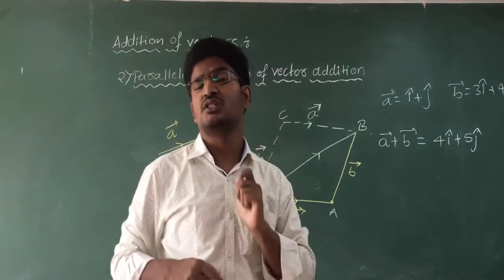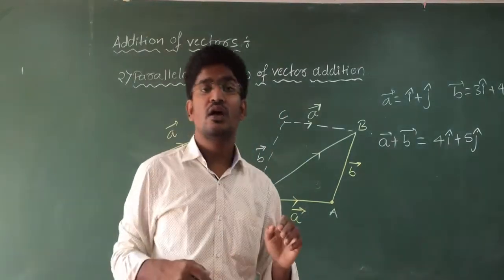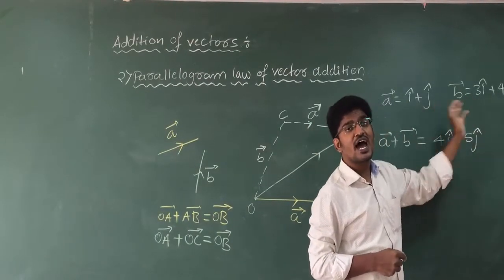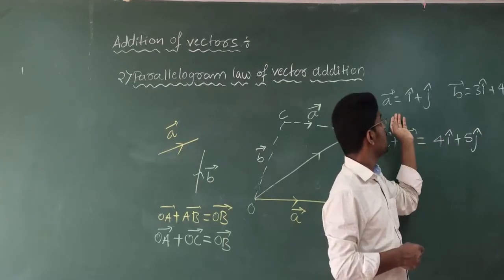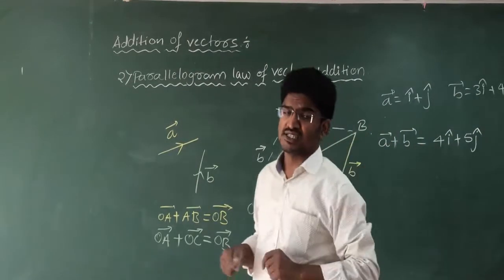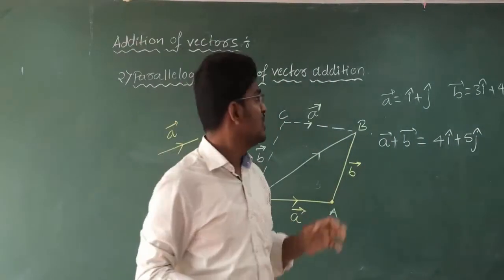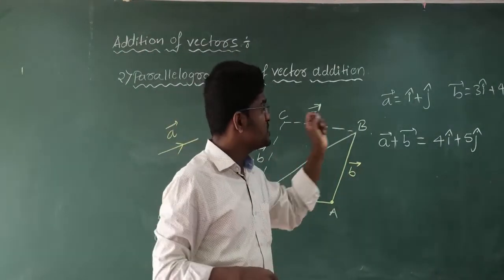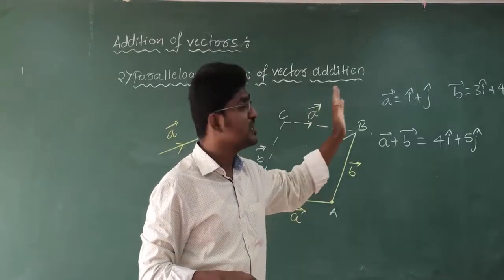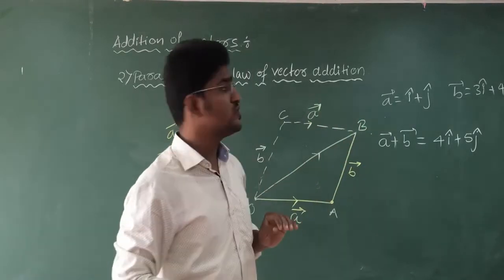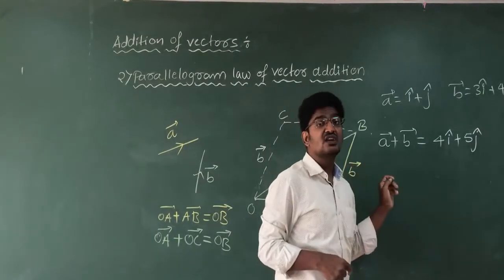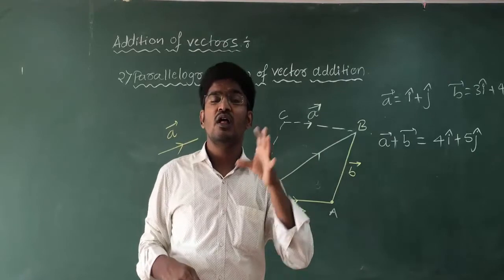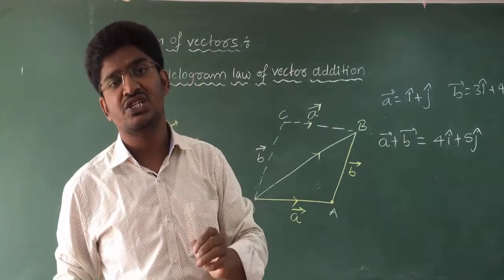Here a very important thing you have to remember: you have to add corresponding terms. Whenever two vectors are given, you have to add the corresponding terms of the two vectors. Clear? i cap plus 3i cap is 4i cap, j cap plus 4j cap will be 5j cap. So that's your resultant vector of A and B in the parallelogram law of vector addition.